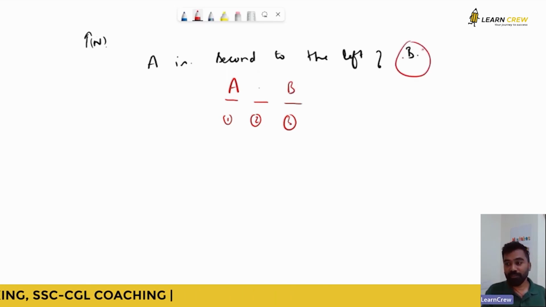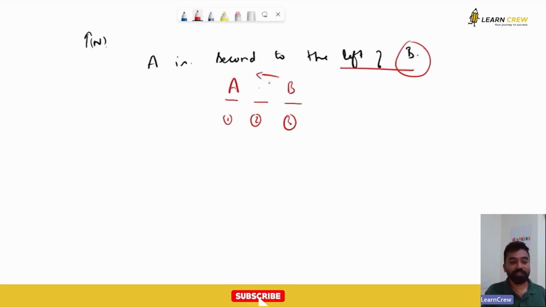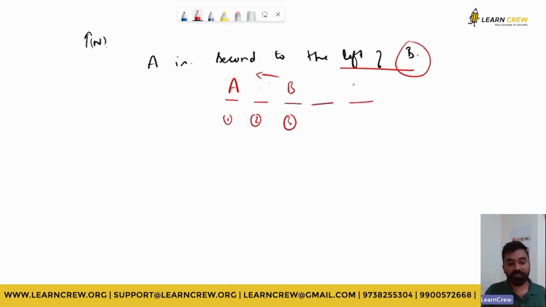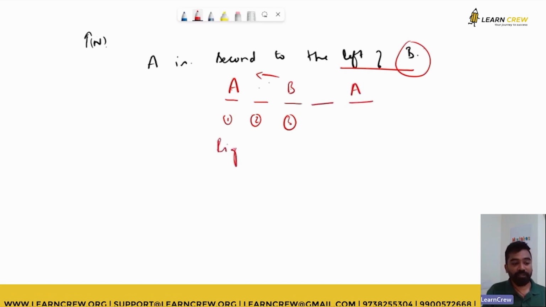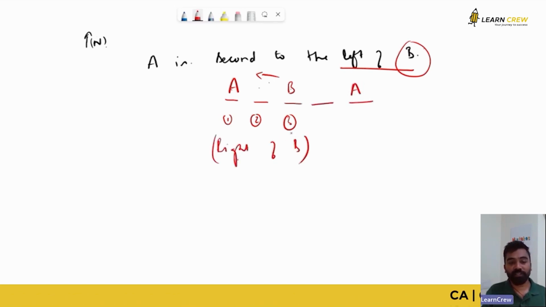So B becomes your base. From B, left of B is going to be A. This is the meaning of it. A is second to the left of B. From B, this is the left and this is going to be A. Fine. This is the first part. This is the second. A is second to the right of B. Then A is going to be here. This is right, A is sitting second to the right of B.